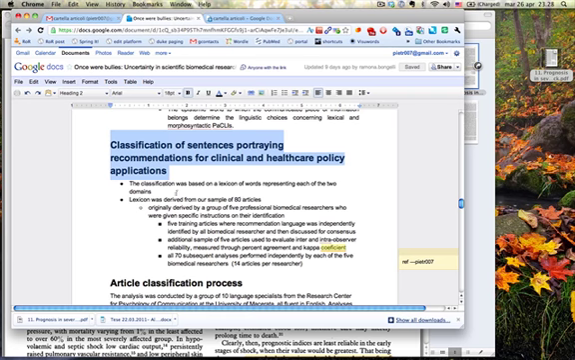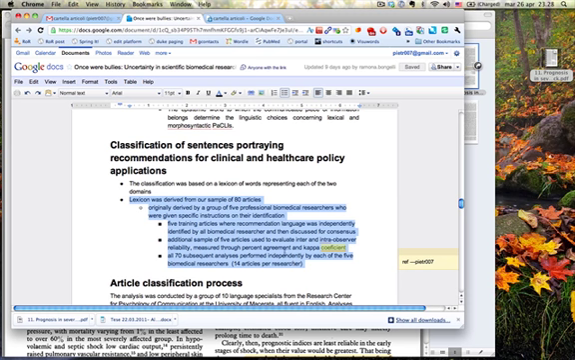So the idea behind this classification is to classify areas within the papers where the paper is making a recommendation, using language to make a recommendation in terms of either clinical measures or healthcare policy. And basically here you have the protocol that we're talking about.